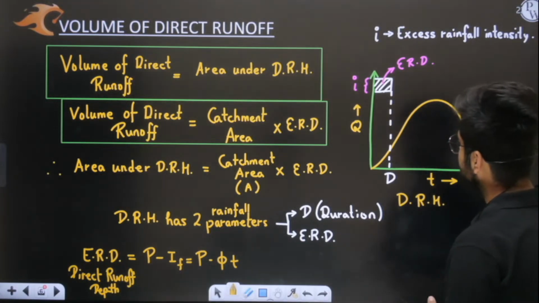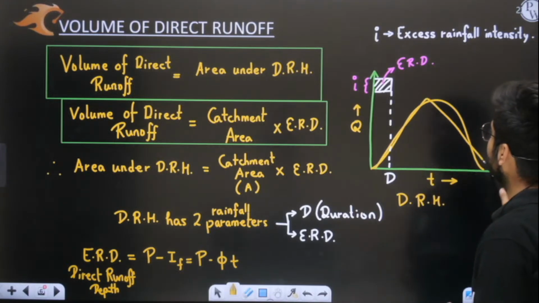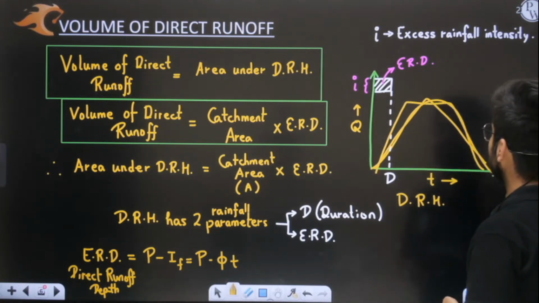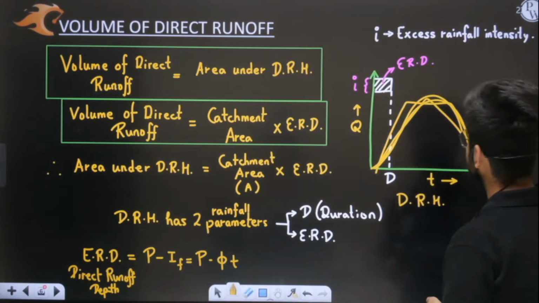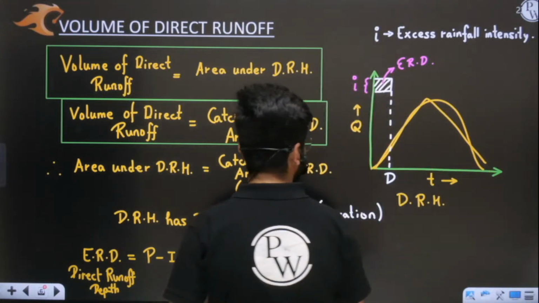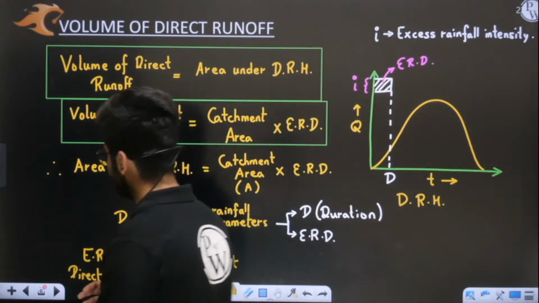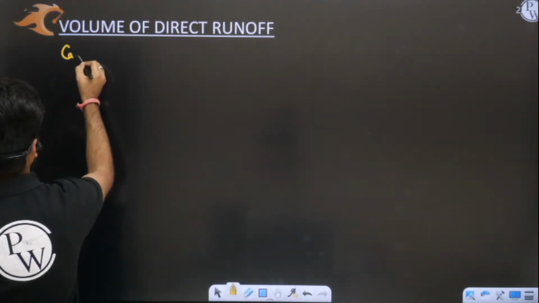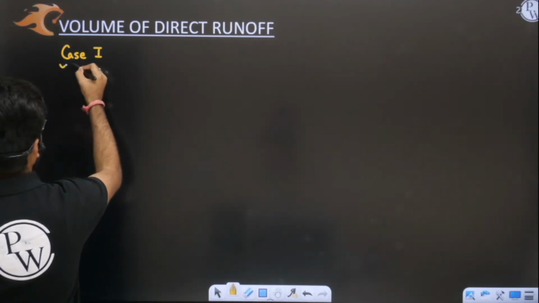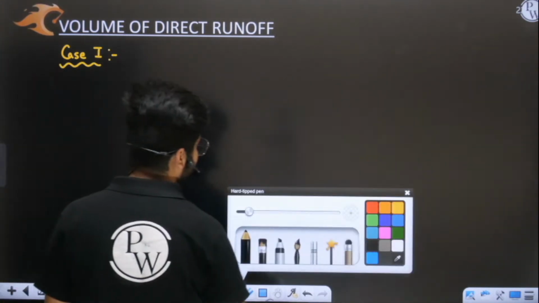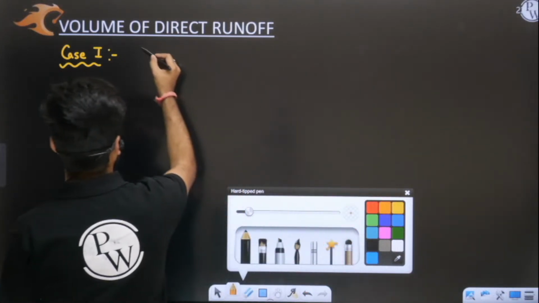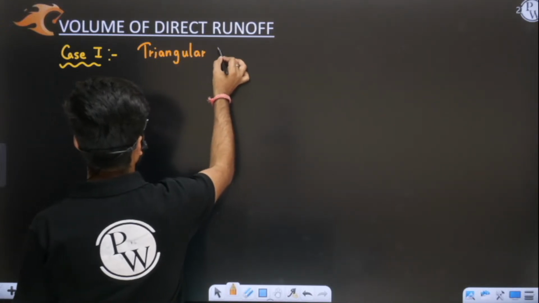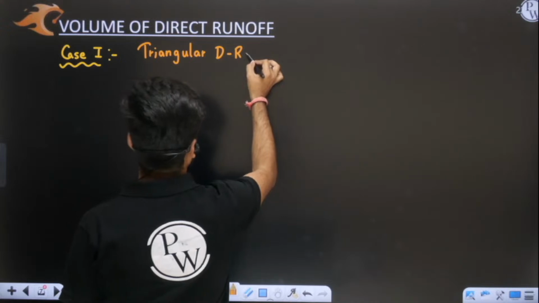Sometimes they will give you a triangular direct runoff hydrograph. Sometimes they will give you a trapezoidal kind of runoff hydrograph. Sometimes they will give you a smooth curve. So how will we solve it? We have to discuss one by one. Let us take case 1. Let us suppose in the examination we are given a triangular DRH.